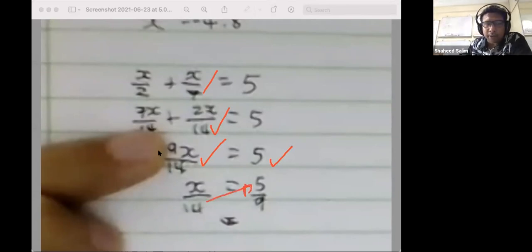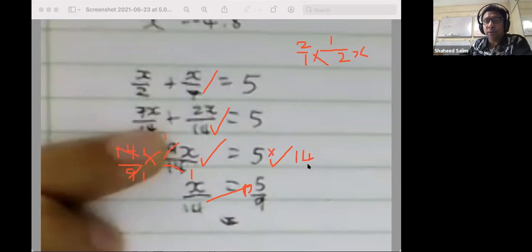What you can do down here, you want to get rid of 9 over 14. So far, it's correct now. You times by 14 over 9. When you times by the opposite number, let's say it's half x, you want to get rid of the half x, you times by 2 over 1. It's the opposite, right? So down here, 9 over 14, I want to get rid of it. I times by 14 over 9. Why? Because I can cancel and get 1. So in this case, I must times by 14 over 9 too. Can you try? 14 divided by 9 times 5, what do you get?